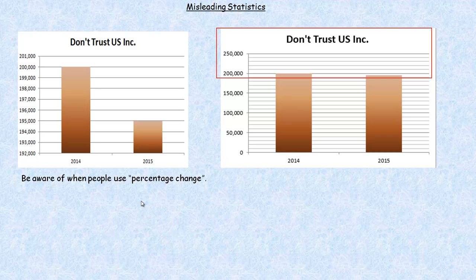Now, beware also of when people use the words percentage change. The way you actually calculate percentage change is you take the new value and subtract the old value, divide by the original value, and multiply it by 100. That's how you actually calculate percentage change.